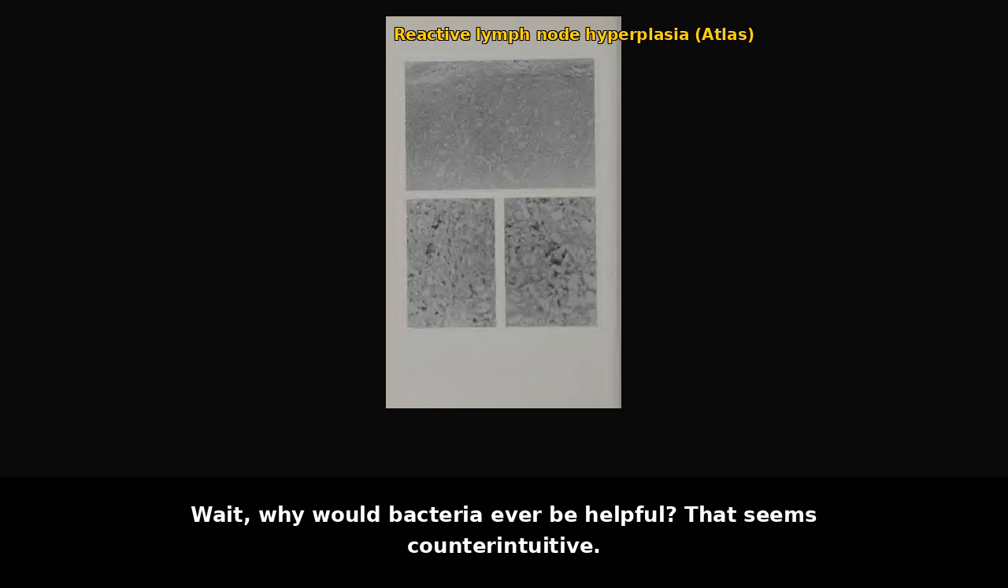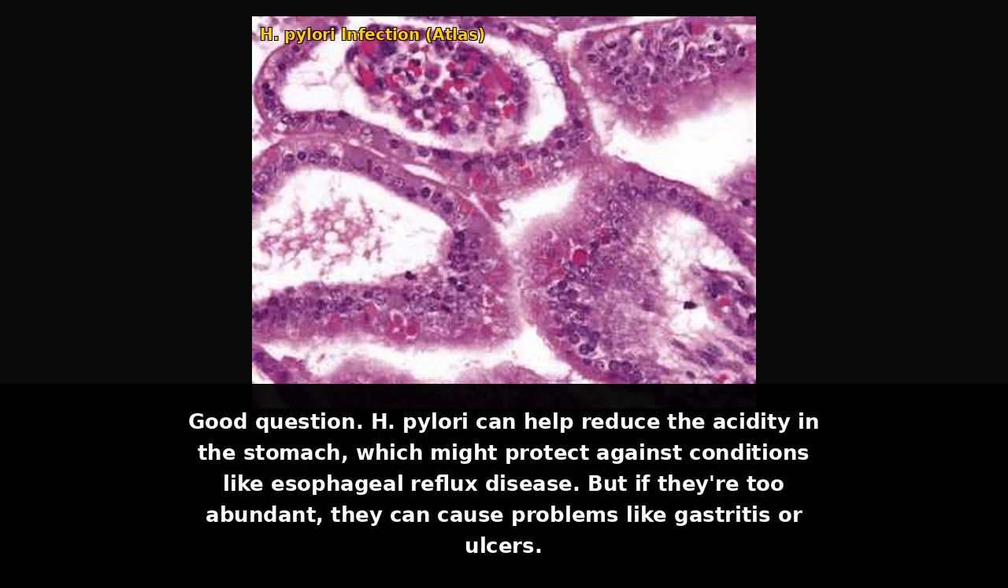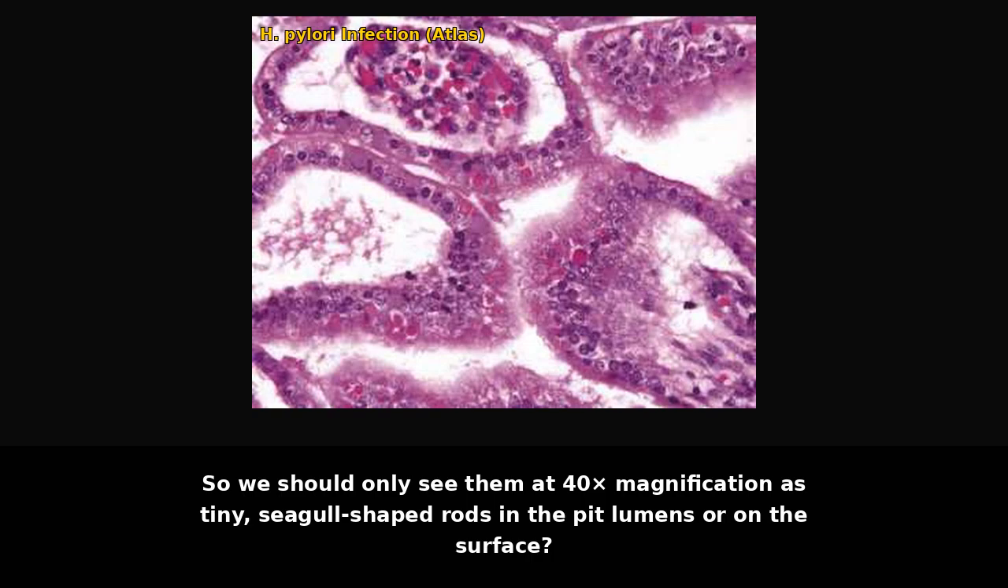Wait, why would bacteria ever be helpful? That seems counterintuitive. Good question. H. pylori can help reduce the acidity in the stomach, which might protect against conditions like esophageal reflux disease. But if they're too abundant, they can cause problems like gastritis or ulcers. So we should only see them at 40 times magnification as tiny seagull-shaped rods in the pit lumens or on the surface.